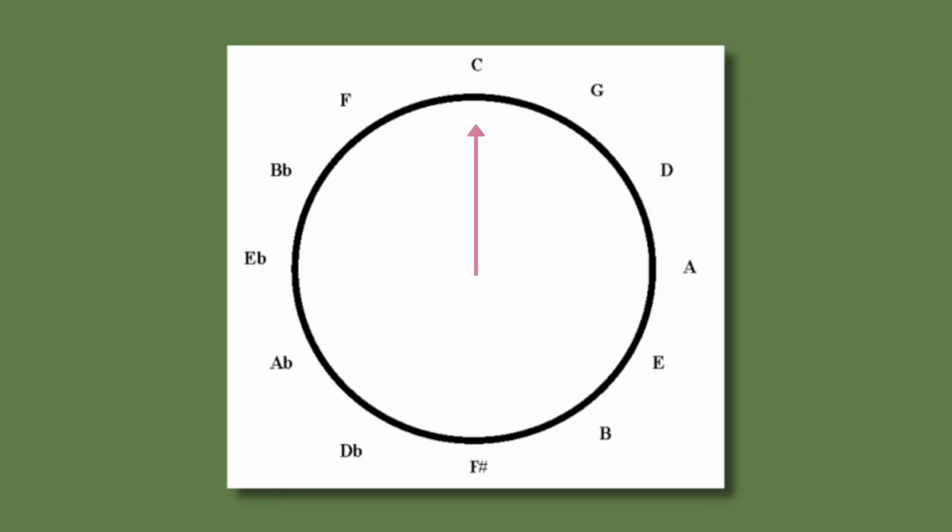Let's go back to the circle of fifths and see what dominant 7th chord we could use to introduce D minor, the second chord in the key of C. So here's our D minor, and of course we're using D minor 7th. And we do exactly the same thing that we did before.